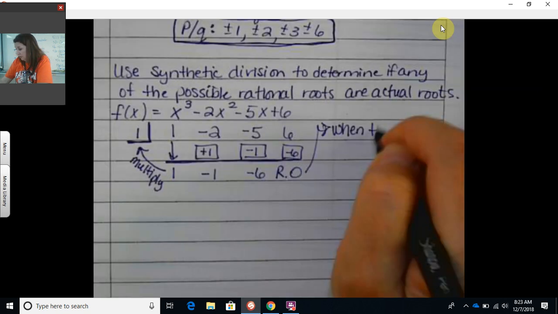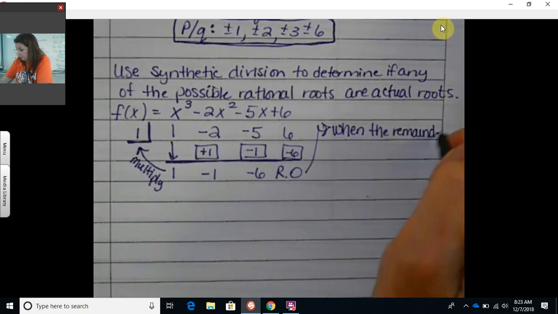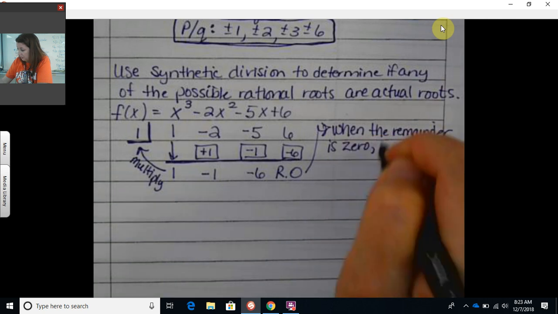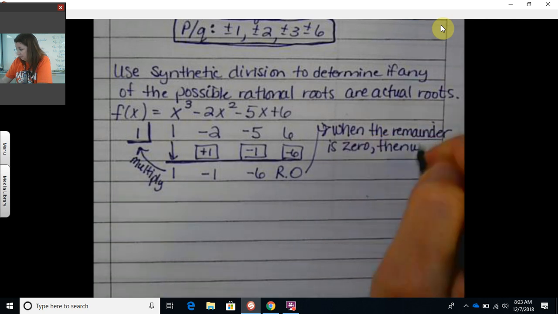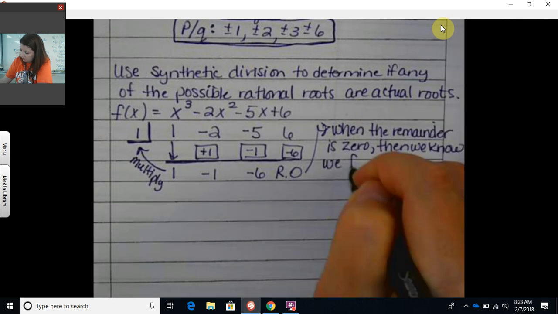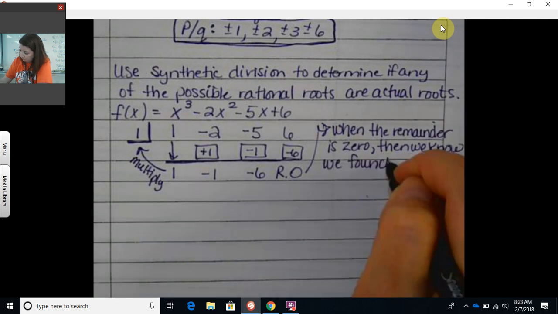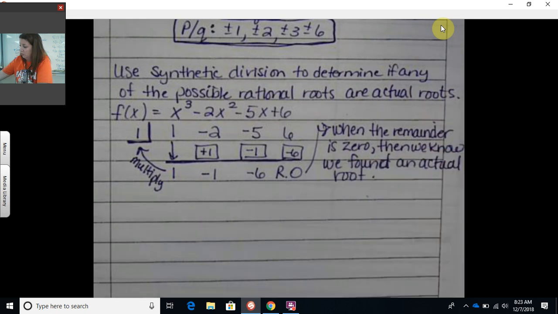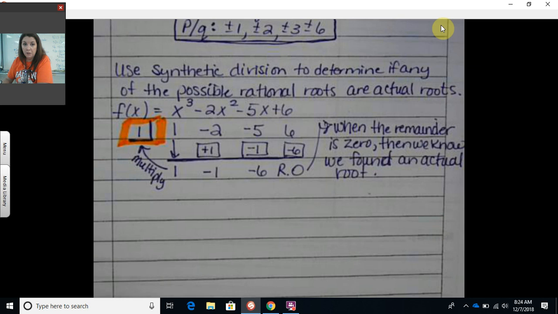So let's make a little explanation. When the remainder is 0, then we know we found an actual root. So of the 3 roots that we need, number 1 is one of them.